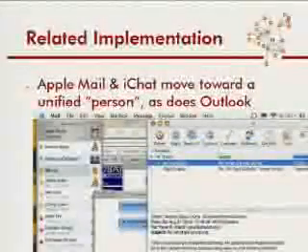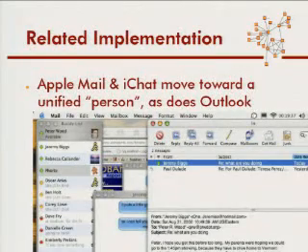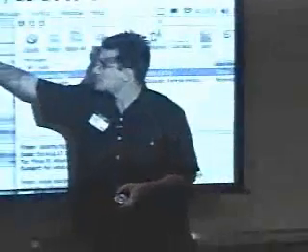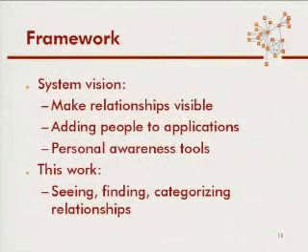Now, people have been working on this sort of question for quite a while. The first implementation I'd like to at least mention is that Apple Mail and iChat and also Outlook have begun to move towards this notion of a unified person through the operating system, so that wherever you look, this person recurs. Both the Outlook and the Mail version have begun to connect, for example, the person sitting in your buddy list to the person sitting in your mail, so that they're not actually a different person, a different identity between these different applications, and so that you can jump back and forth between them.